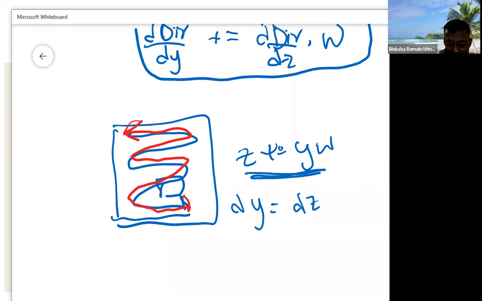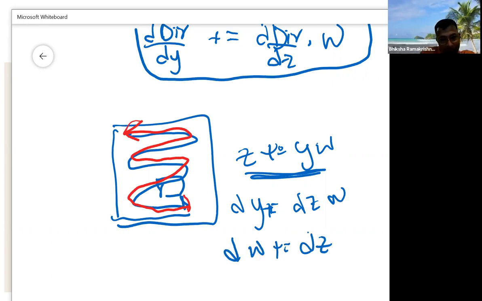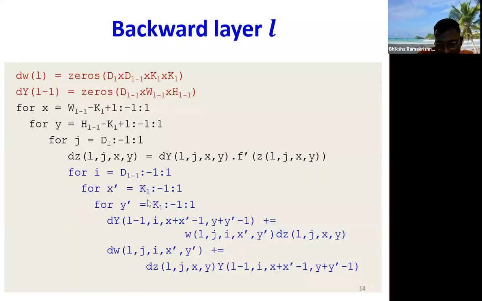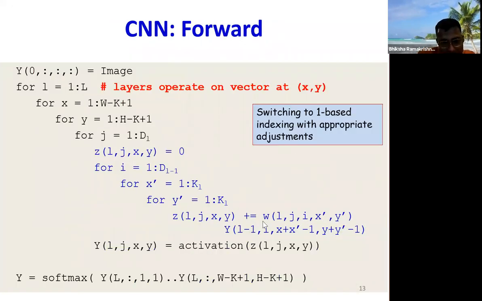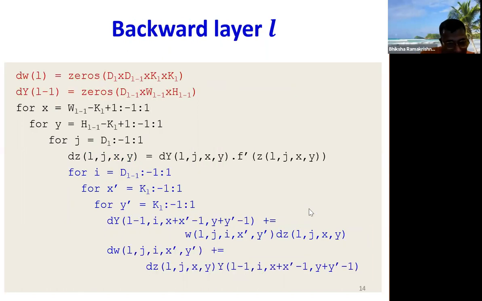dy represents the derivative of the divergence with respect to y. dz represents the derivative of the divergence with respect to z. So I'm going to write dy plus equals dz times w, dw plus equals dz times y. That's all I'm doing. I'm just winding my way backwards, and each time I encounter an operation over here, since I already have the derivative with respect to the left-hand side, I can use that to increment the derivatives for the right-hand side terms.